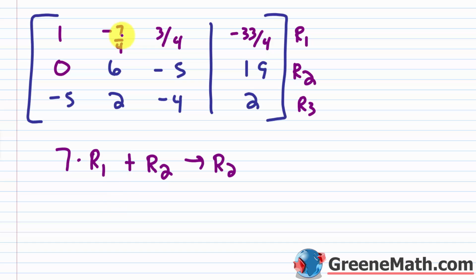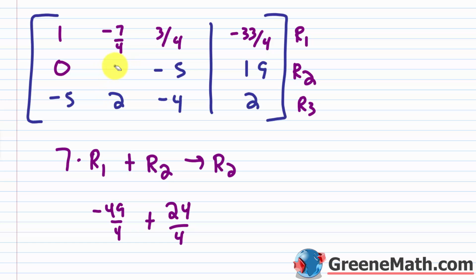For this one right here, I would have 7 times -7/4, and then I would add that to 6. So this would be -49/4, and if I added that to 6, which is 24/4, this would end up giving me -25/4.